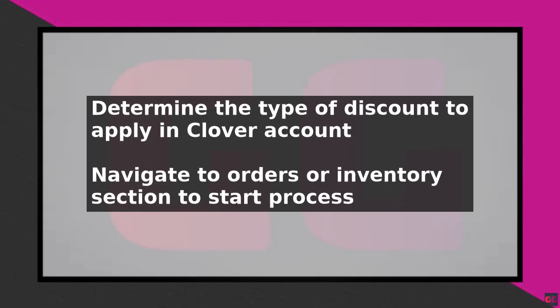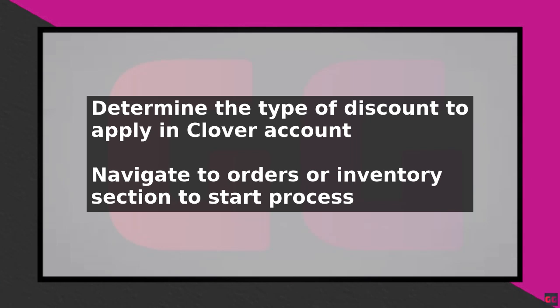To add a discount in Clover, start by logging into your Clover account and navigating to the Orders or Inventory section. The first step is to determine the type of discount you want to apply. Whether it is a percentage or a fixed amount, Clover allows you to create discounts that can be applied to specific items, orders, or customer groups.